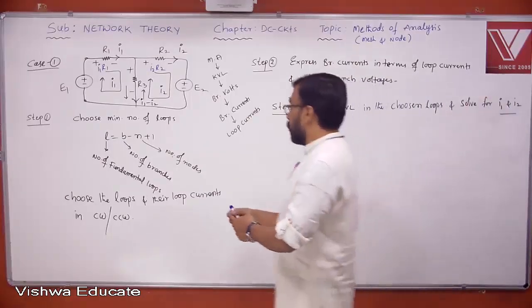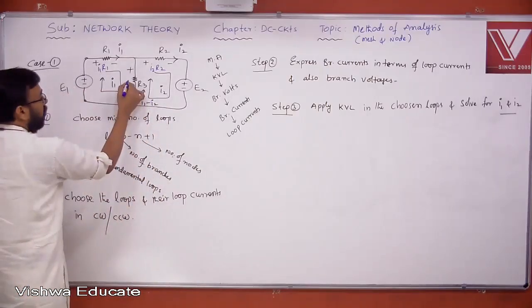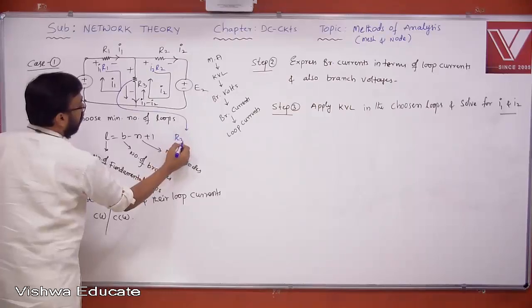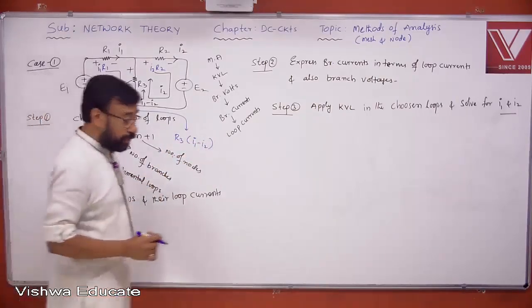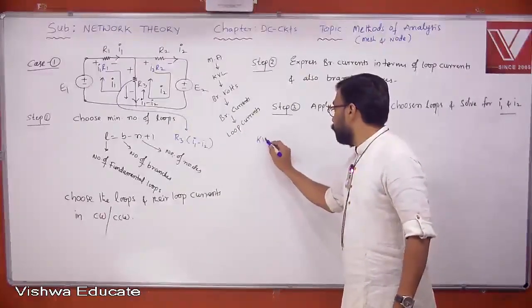Okay. So this is the branch voltage you got here, and this is the branch voltage you got. And what is the branch voltage here? Tell me. R3 into I1 minus I2. Yes or no, all of you? Okay. Now, look at this, KVL in the first loop.